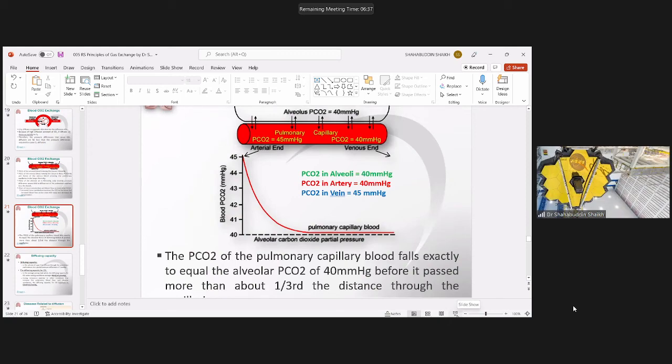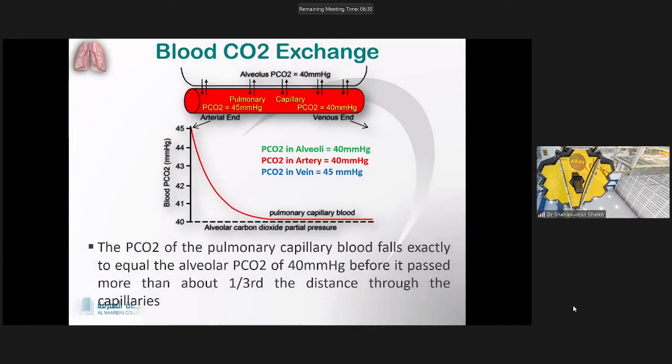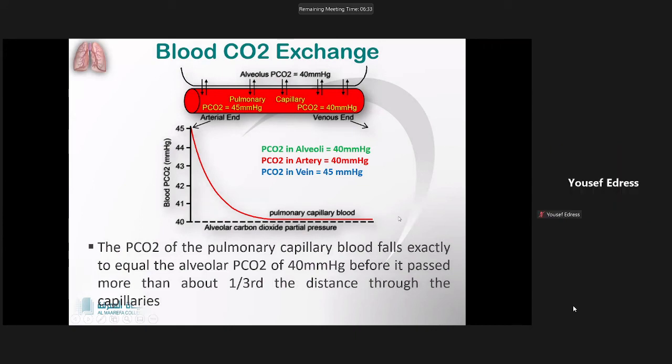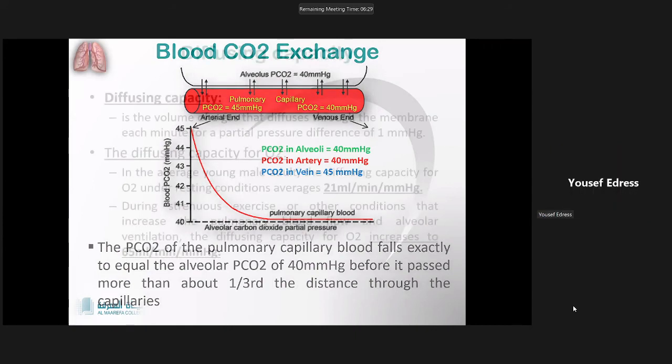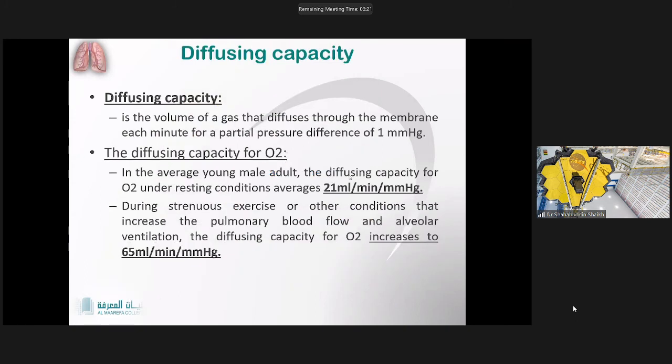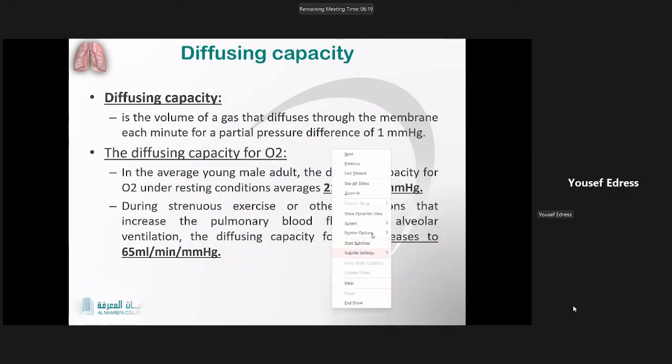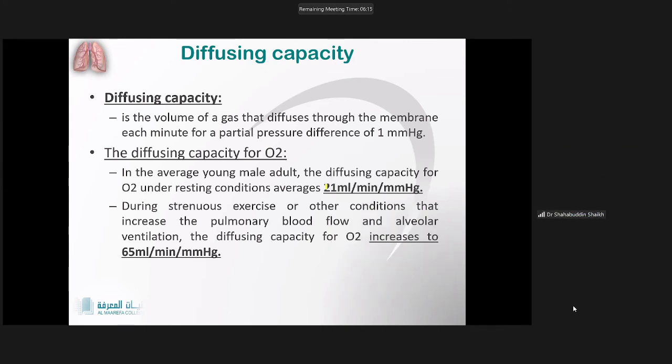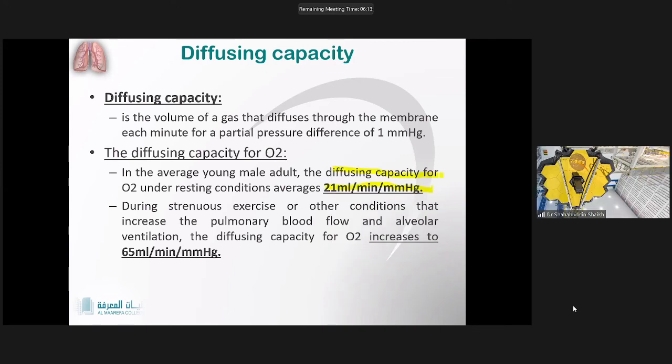Okay, shall we go ahead? Next slide. What is the normal diffusing capacity for oxygen? 21. 21 milli. Please remember this sentence. The diffusing capacity for oxygen under normal condition is 21 milli. This is the one number you heard. This is diffusing capacity. If you see this word, then the answer will be 21. This is one thing you have to remember.